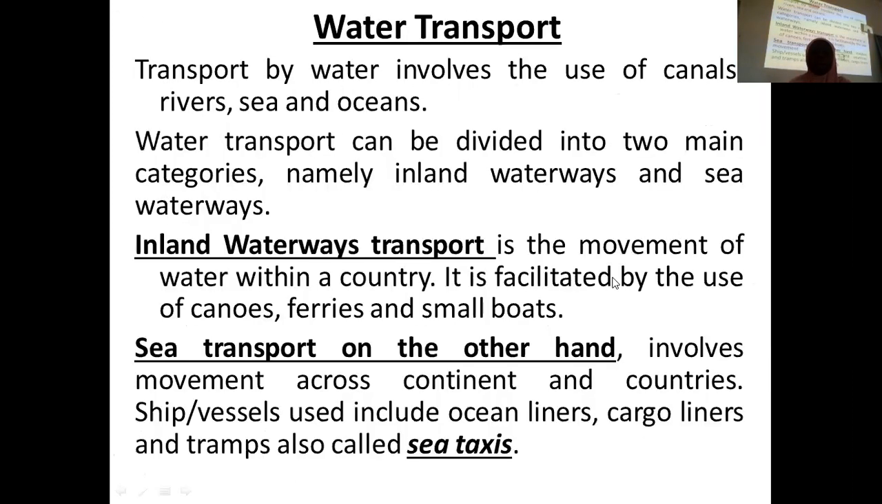Transport by water involves the use of canal, river, sea, or oceans. Water transports can be divided into, we have some of our mates in the class already. Jamila, you are welcome. We've started. We are on water transportation.